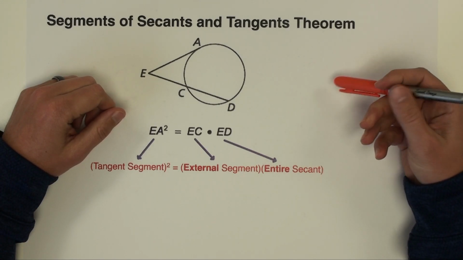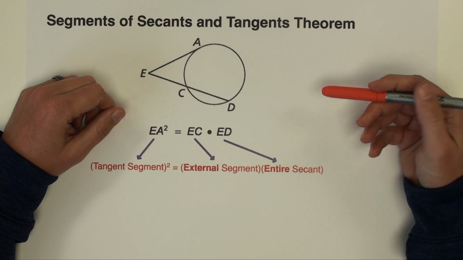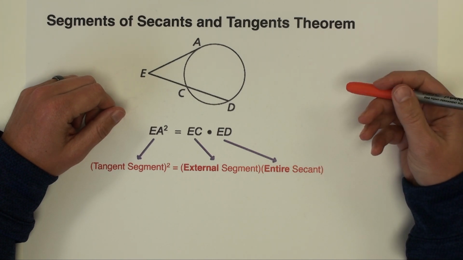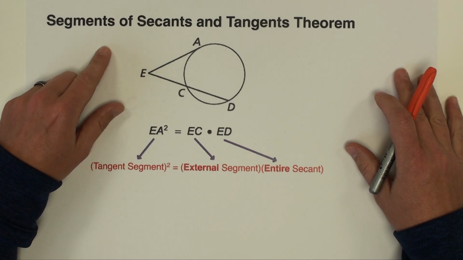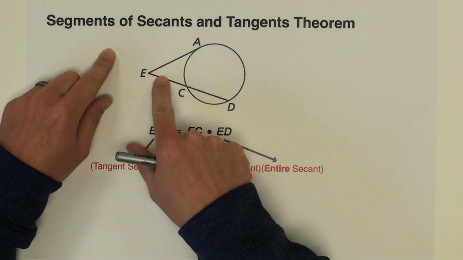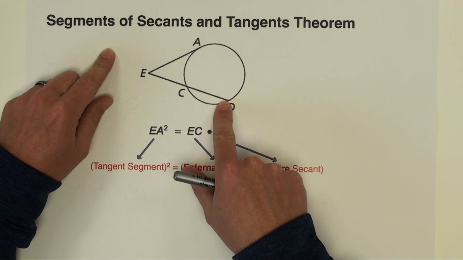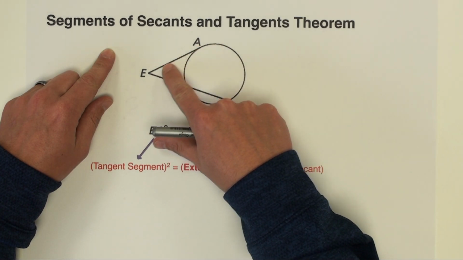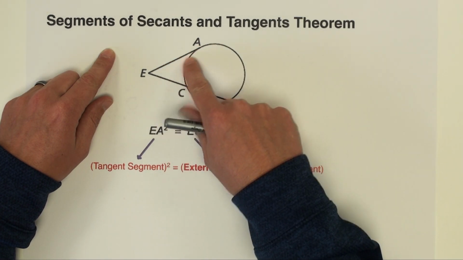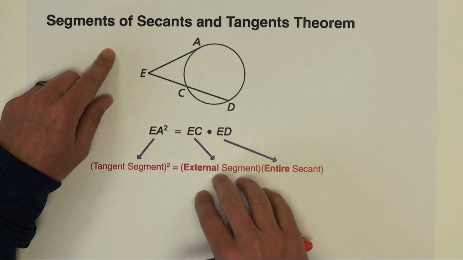All right, we're going to close this video with one more theorem and then one more example problem to support this theorem. This one is segments of secants and tangents theorem. So here we've got another secant line like we had in the last theorem and example, but this time we also have a tangent segment. And so how we deal with that is very similar, but it looks maybe a little bit different down here.